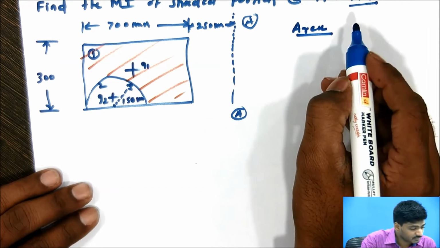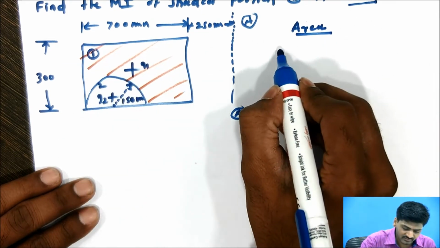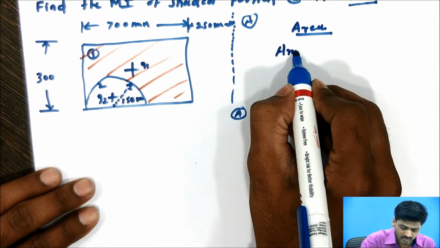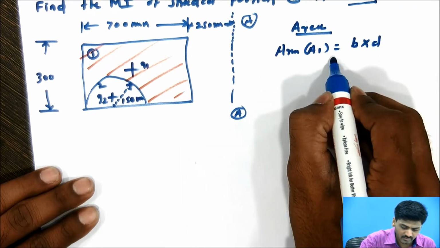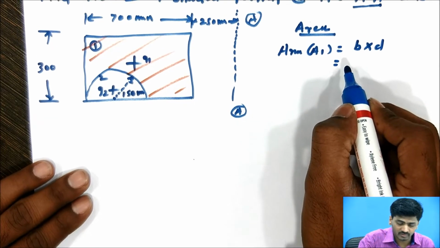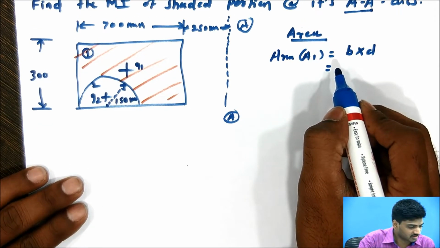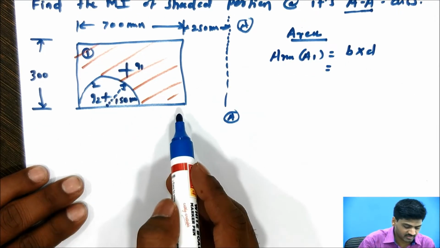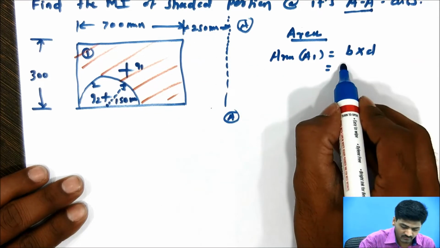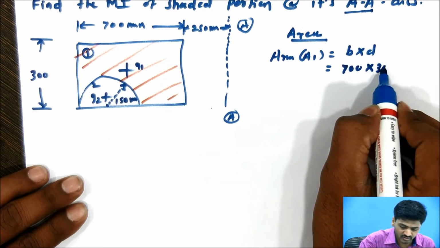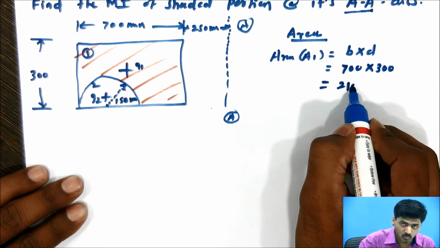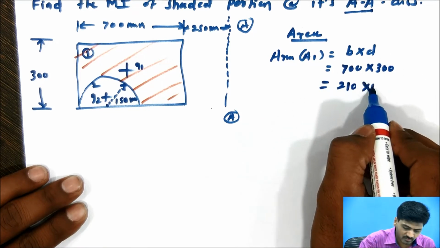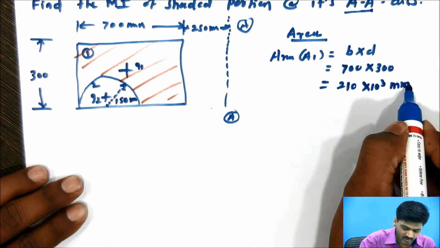So area of figure number 1, that is a rectangle. Area A1 of the rectangle is B into D. The width is 700 and the depth is 300. So 700 into 300, you will get 210 into 10 power 3 mm square.